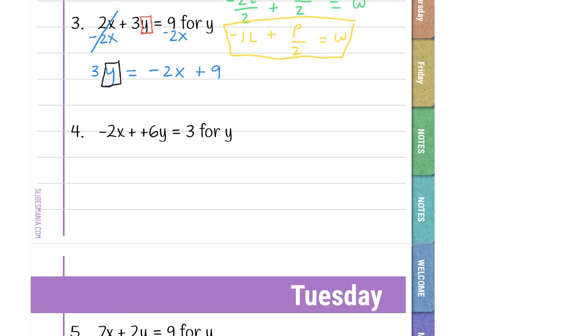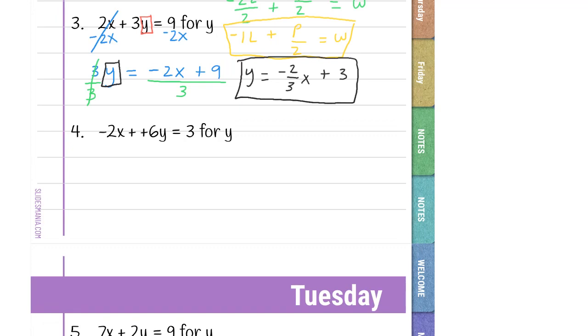All right, put a box around your y. Now, can I move that 3? Yes, I can. How do I do that? Well, by dividing, because that's the opposite of multiplication. 3 divided by 3 reduces to 1. And then I'm left with y is equal to negative 2 over 3x plus, what's this 9 divided by 3? Well, that is 3. All I did was separate my equation, okay? Remember, you always have to reduce if you have the chance to reduce. And this is my final answer.